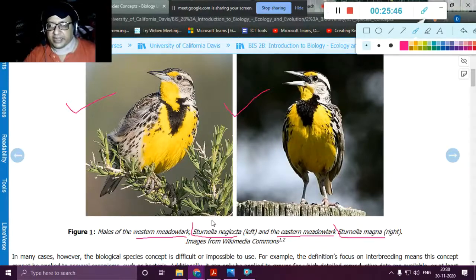Similarly, the generic name is Sturnella. Both belong to the same genus, but the species are separate. Why are they separate? Because they cannot mate with each other. So this is the biological species concept, the concept of reproductive isolation.